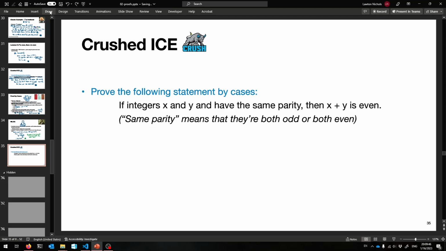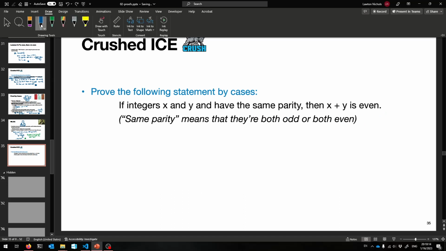So please prove the following statement by cases. Let's say that you have two integers, x and y. If they have the same parity, then their sum is even. And same parity means that either the numbers are both odd or they're both even. Okay? So you'll need to prove this by cases, see if you can make it work. You've got two numbers, assume that they have the same parity, prove that their sum is even.